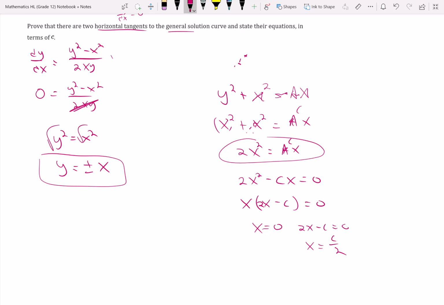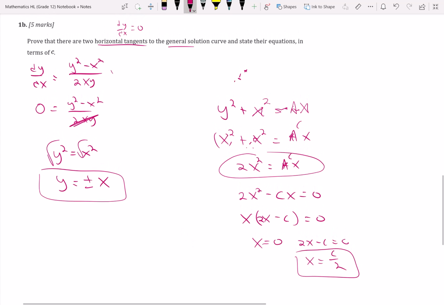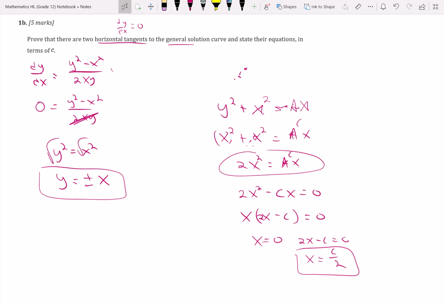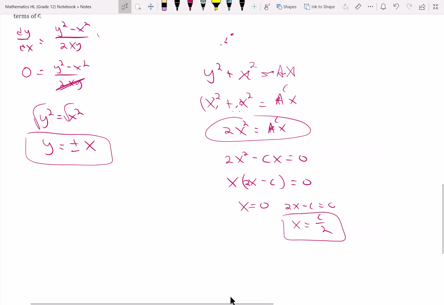And then let's think. So that's where this occurs, and then we would want to prove that there are two horizontal tangents to the general solution curve and state their equation. So we need to state the equation of the tangent line, right? Hold on, let me think about this. Okay, so what we found is the x-coordinate of the horizontal tangents. To find the y-coordinate, we could come back over here. And so the y-coordinate would be at positive c over 2 and negative c over 2.